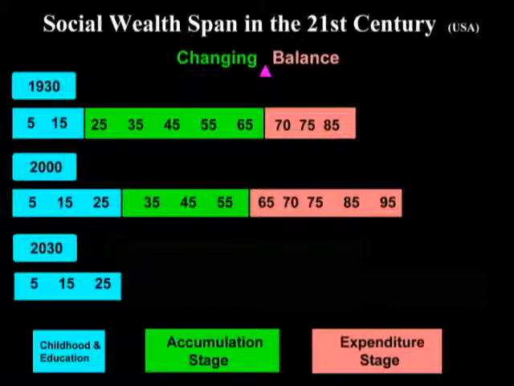The reason I put this little triangle here is to symbolize a seesaw. And one of the stories this model tells is the changing balance in the number of years between the accumulation stage and the expenditure stage.